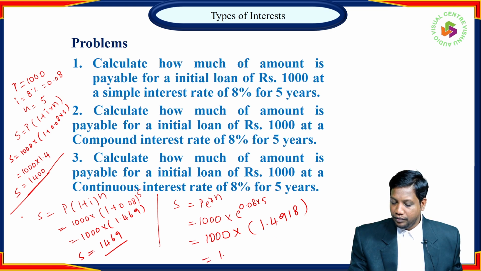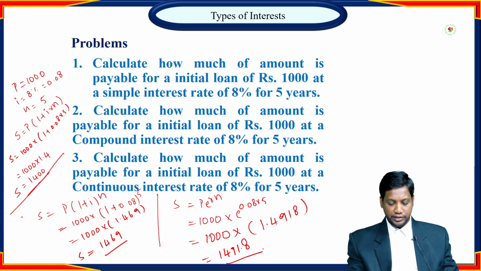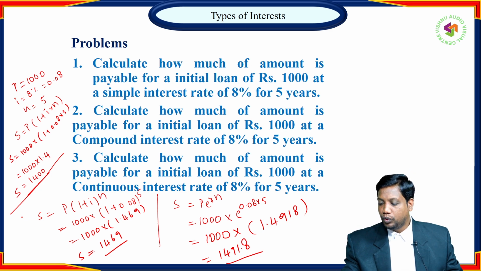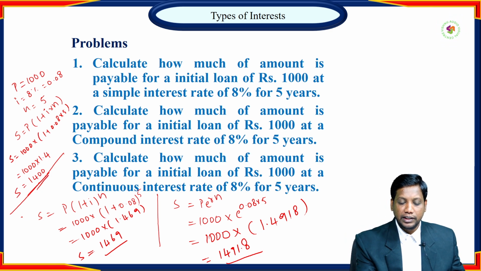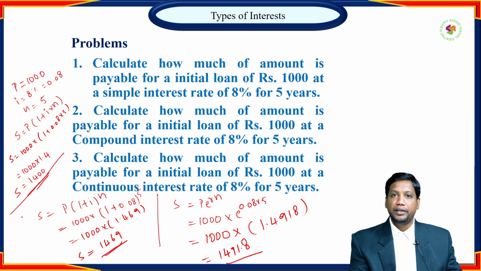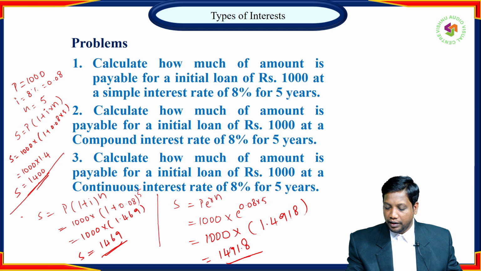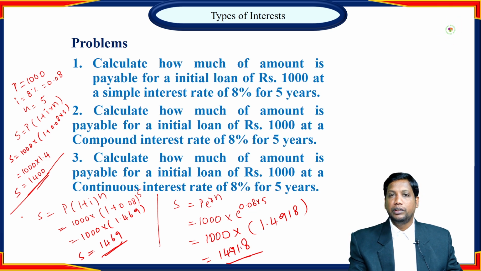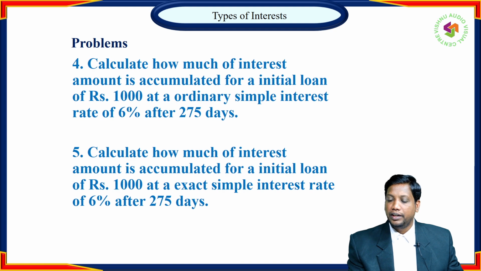So we will get 1491.8. This is about the continuous interest. This is the difference amount. You can see 1400 is in the case of simple interest, 1469 in the case of compound interest, and 1491 in the case of continuous interest. This is how generally we calculate for the different cases.